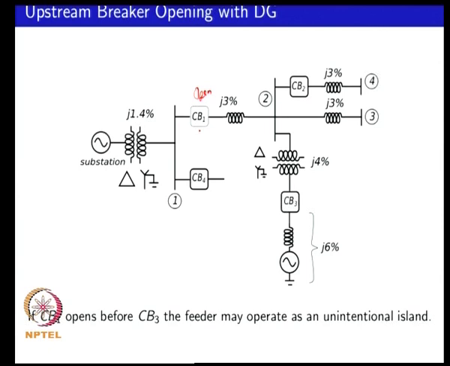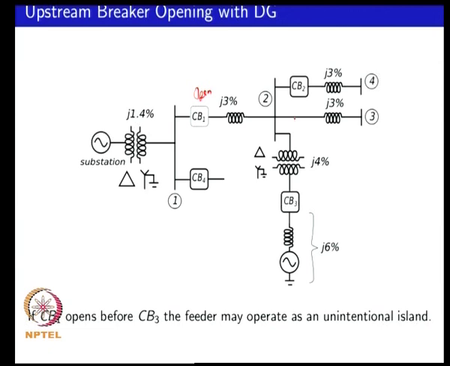And this particular situation of an upstream device opening and the rest of your distribution system continuing to be excited is called an unintentional island, where for some unintentional reason an upstream breaker opened, but the DG, if it can actually stay connected and provide power to the loads on the system, will continue to excite the feeder, and we will see that islanding is an important issue when we look at distributed generation.